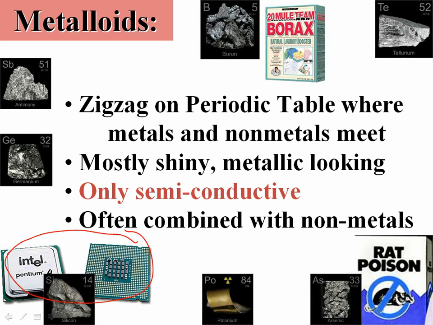They use them a lot because the electric signals will still go through, but it doesn't transfer as much heat. Therefore, you can keep the heat load down in your computer. It doesn't overheat as much, and it's very helpful versus using old copper conductors that were in some of the first chips. Now, often they will combine these metalloids with nonmetals to make things.